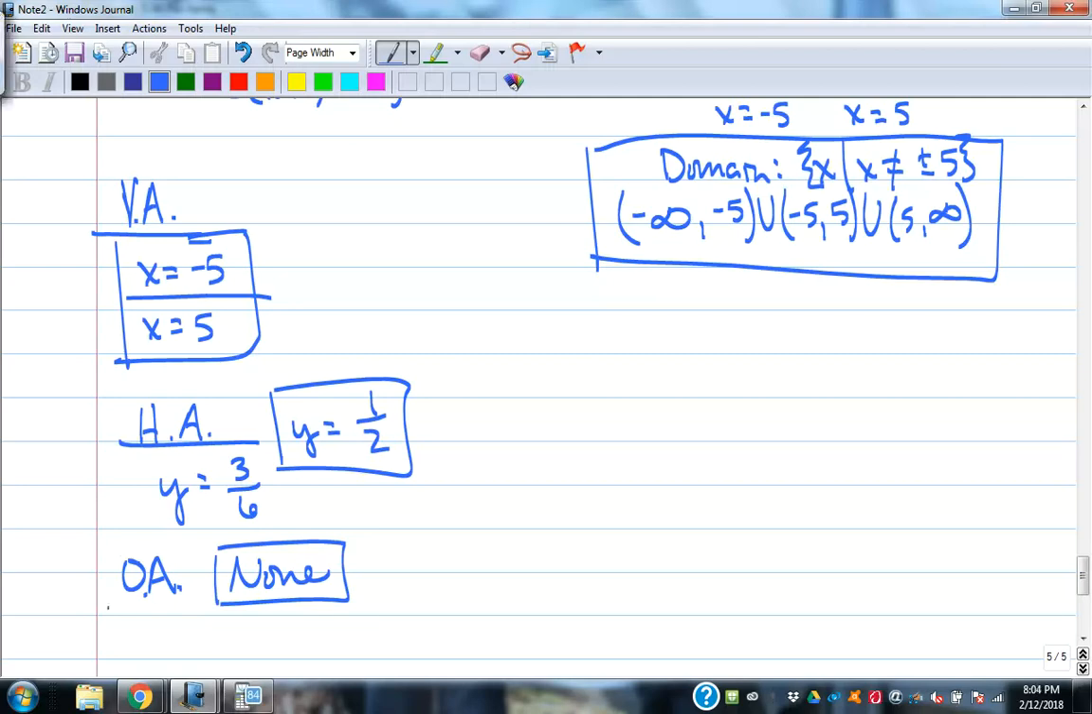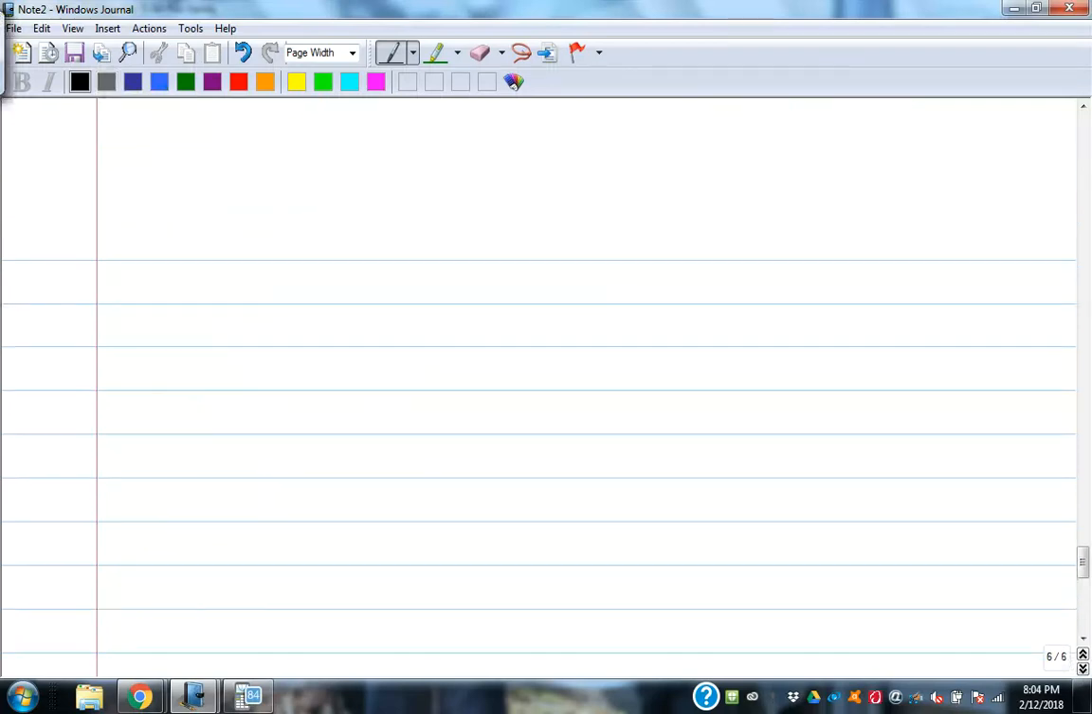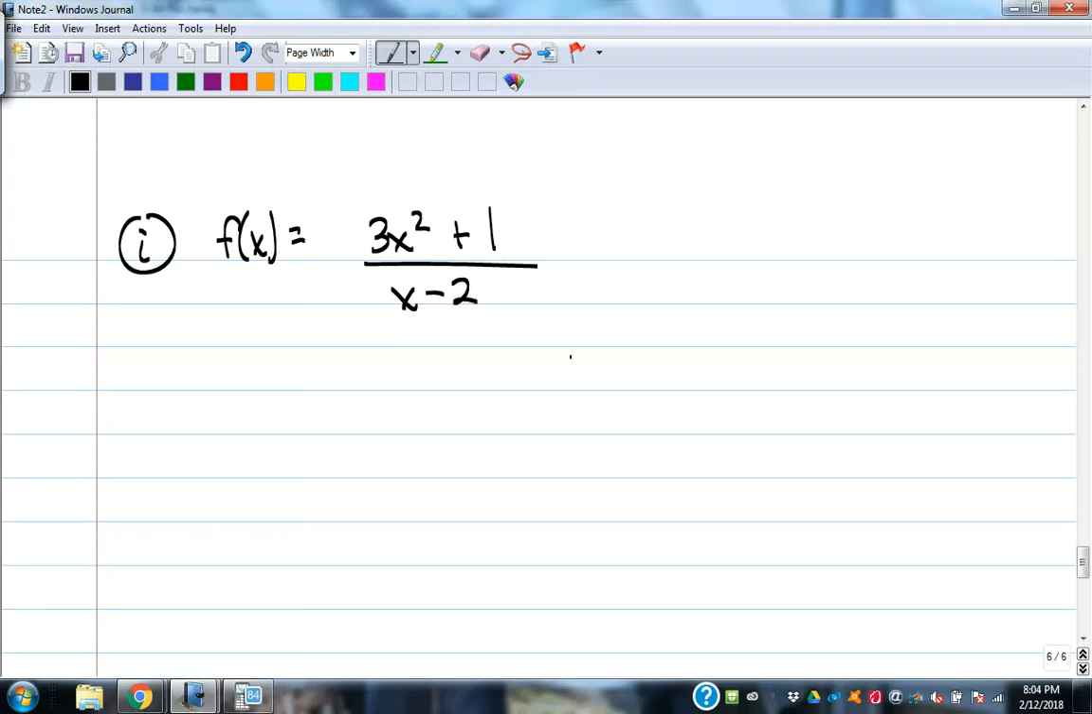All right. Two more. These are not too bad. They actually work out pretty nice. Let's say we had f of x is equal to 3x squared plus 1 over x minus 2. Pretty easy one here.